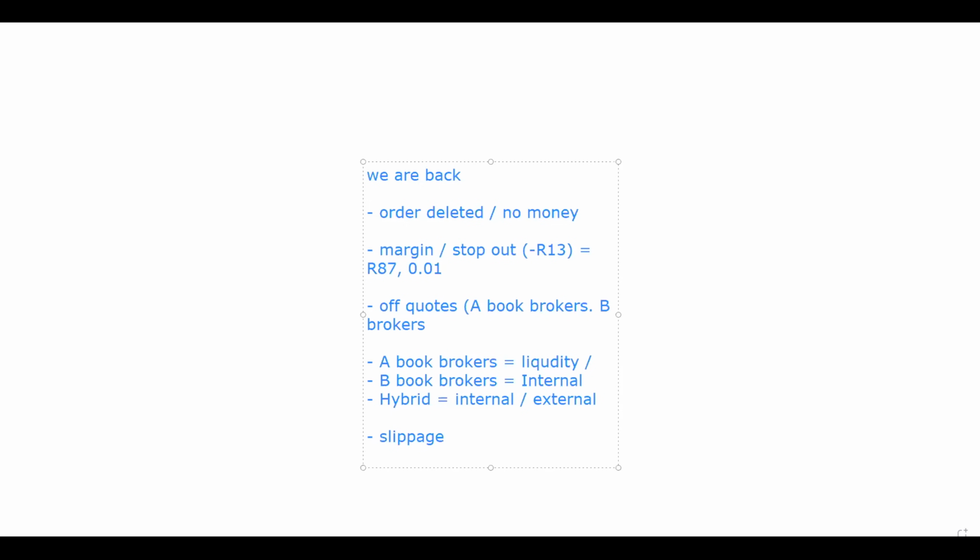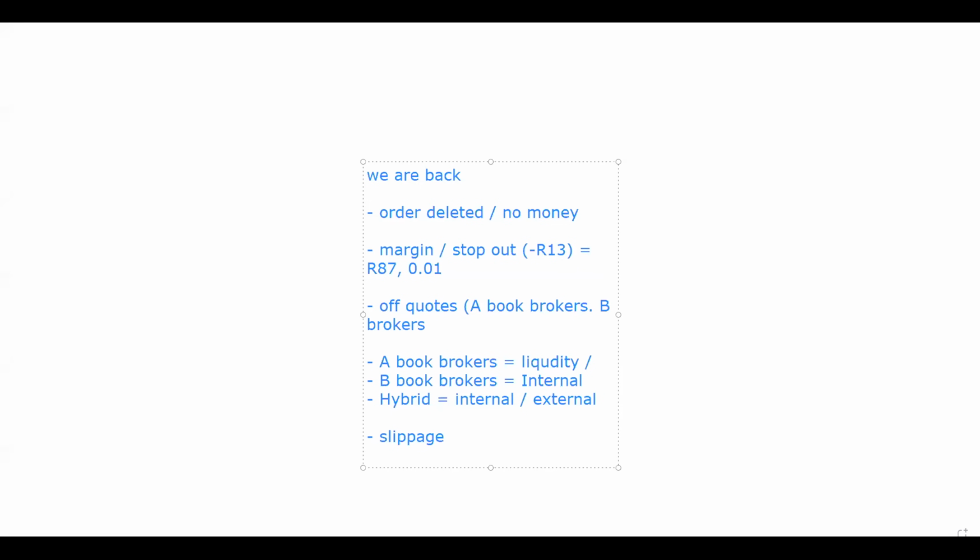B-book brokers, off codes happen internally. They turn it off. Literally, they turn it off. They're able to turn off the servers manually as a broker without having to contact the liquidity because there's no liquidity.